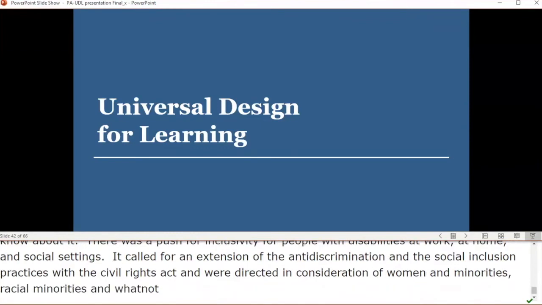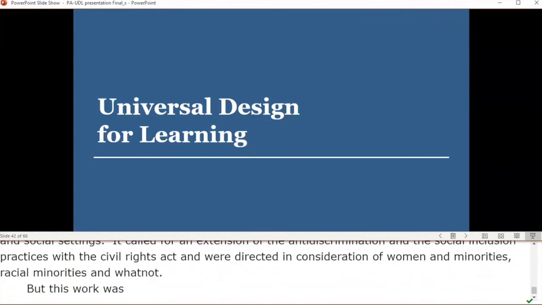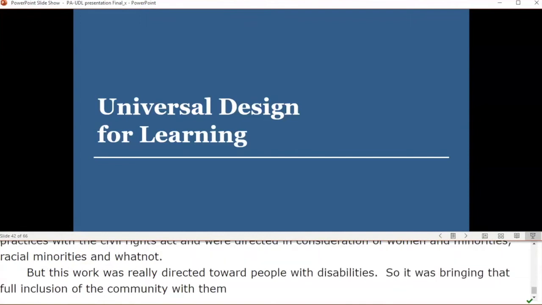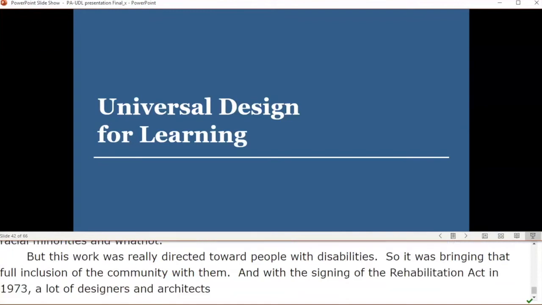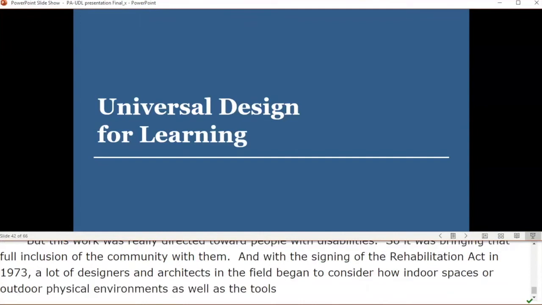But this work was really directed towards people with disabilities. So it was bringing that full inclusion of the community with them. And with the signing of the Rehabilitation Act in 1973, a lot of designers and architects in the field began to consider how spaces, like indoor spaces or outdoor physical environments, as well as the tools and products that we use day to day, should be redeveloped so that everybody can access them.